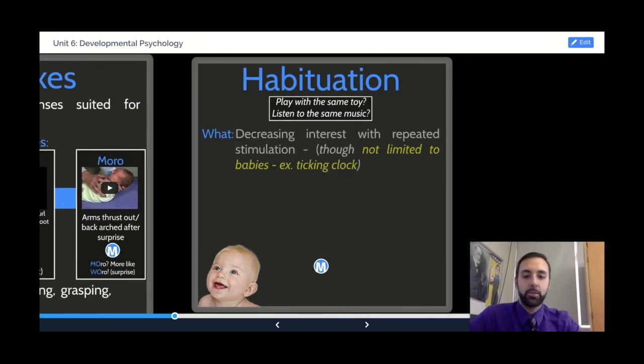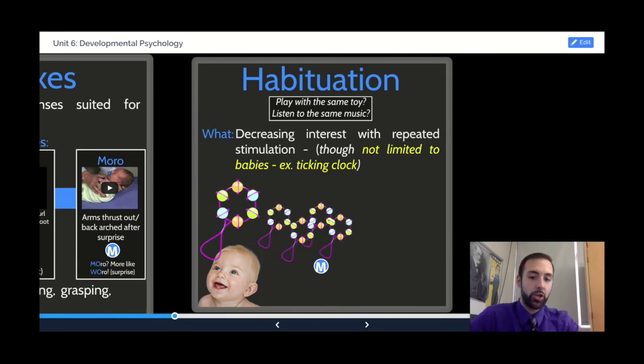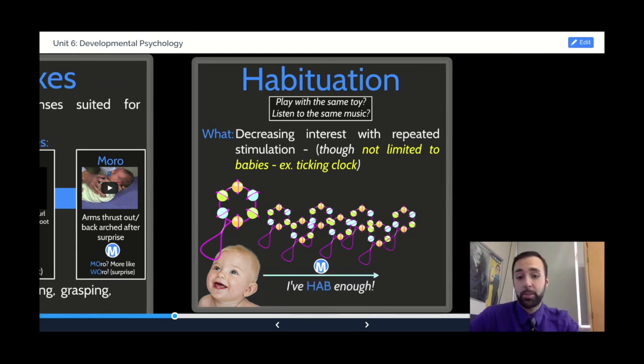The last term related to infancy and early development is a concept called habituation. This term applies to infants, but it also applies to people and to a certain degree can apply to other species like cats. This is the basic idea that if you are exposed to a stimulus again and again and again, eventually your reaction to it is going to diminish.